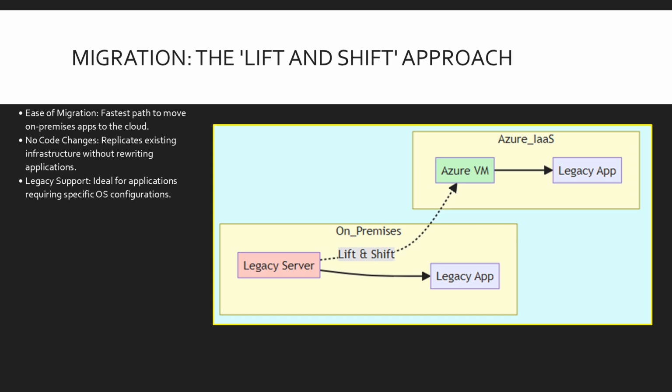This diagram illustrates the lift and shift process. We move from the on-premises environment on the left to the Azure IaaS environment on the right. The legacy server is mapped directly to an Azure VM. Notice that the legacy app remains unchanged during this move, highlighting the compatibility and ease of this migration strategy.